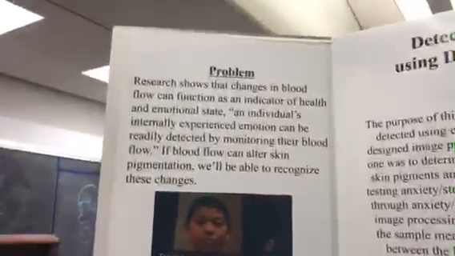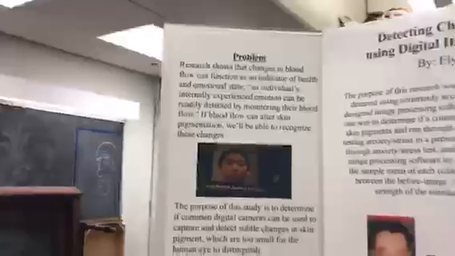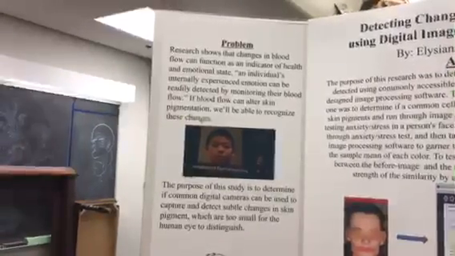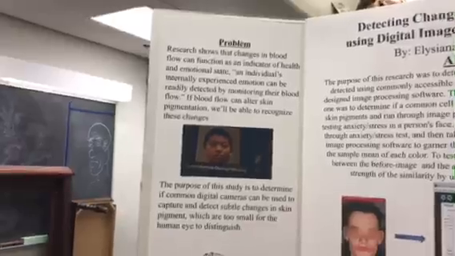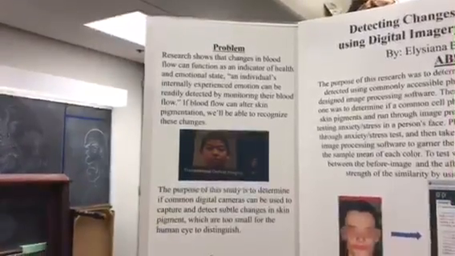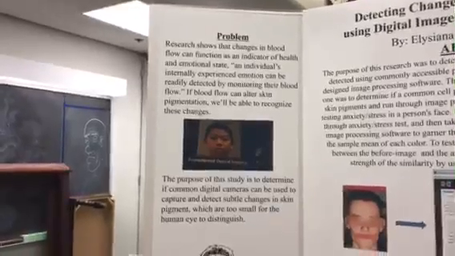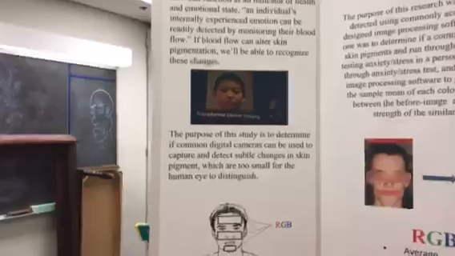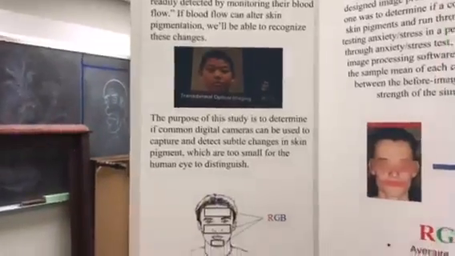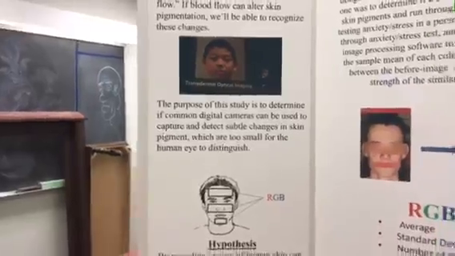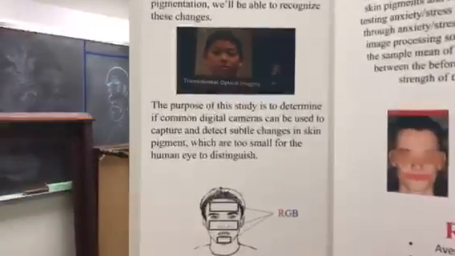Okay. So our problem states that research shows that changes in blood flow can function as an indicator of health and emotional state. Kang Lee, quoted here on my board, said an individual's internally experienced emotion can be readily detected by monitoring their blood flow. So if blood flow can alter pigmentation, we'll be able to recognize these changes. The purpose of our study was to determine if common digital cameras can be used to capture and detect subtle changes in skin pigments, which are too small for the human eye to distinguish.